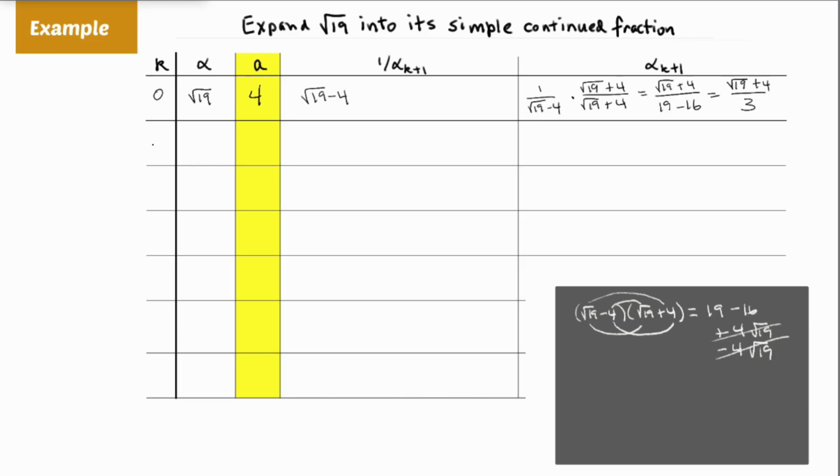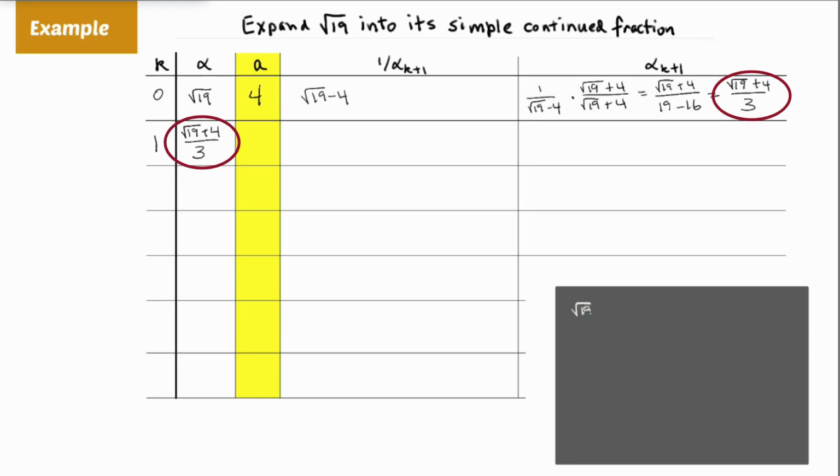Let's do that next row. K equals 1, and alpha 1 is from the end of the previous row, square root of 19 plus 4 over 3. We need a1, the largest integer less than this. It is about equal to 4.4 plus 4 over 3, which equals 8.4 over 3. 8.4 over 3 is 2 point something. That's more than 2, but less than 3, so a1 is 2.